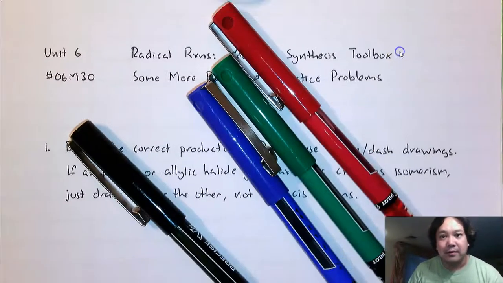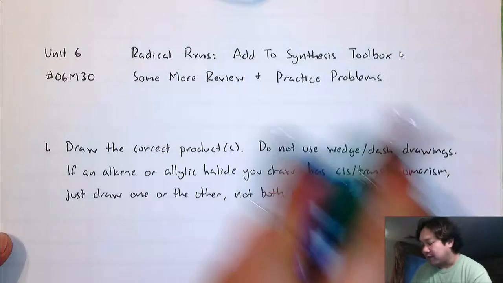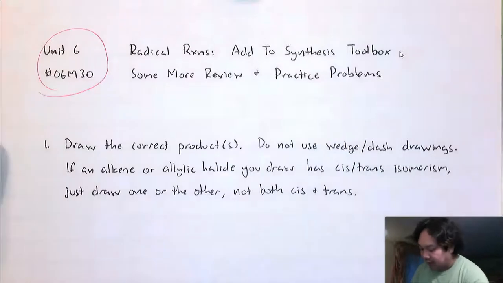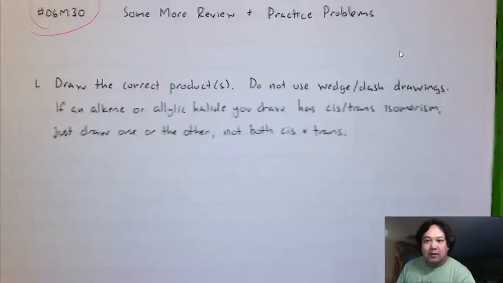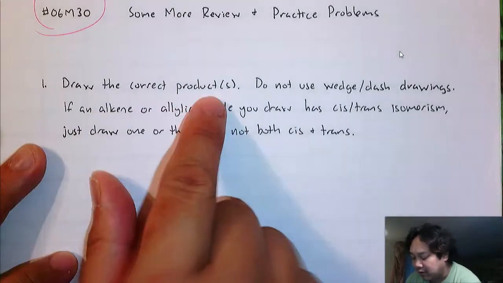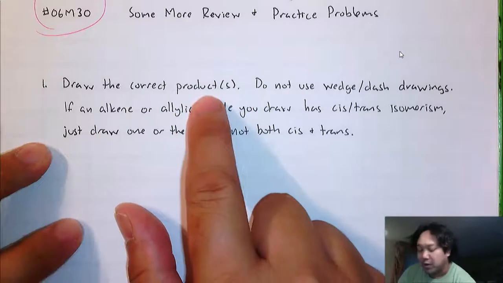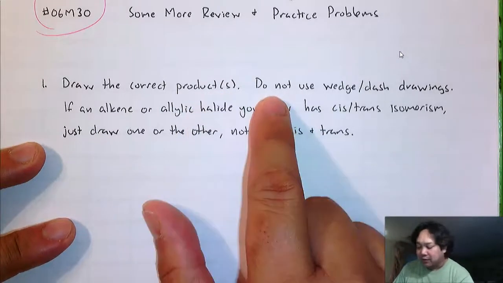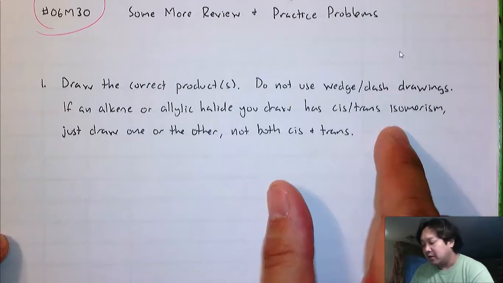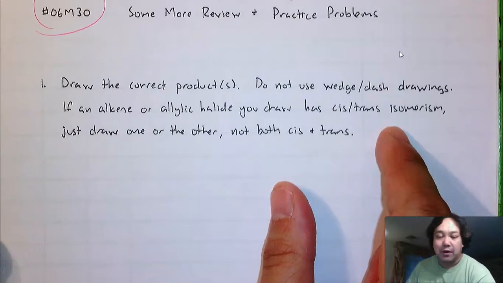I already wrote out the first problem. Let me just circle this. You want to read the directions carefully because you don't want to do extra work if you don't have to. Here it says draw the correct products. It could be one product or it could be multiple. Do not use wedge dash drawings. So it seems like this problem is not concerned about stereochemistry.